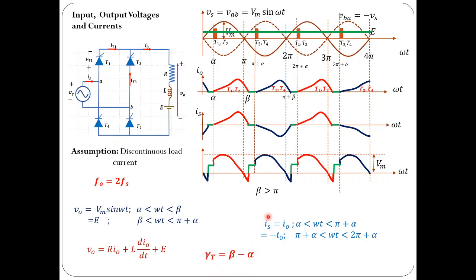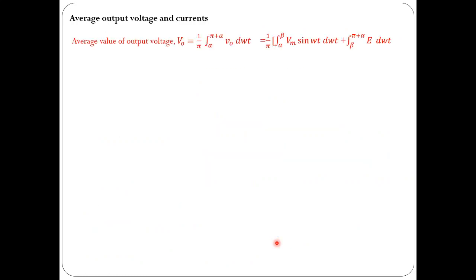And coming to the source current, it is the same as the load current for this range of omega t, that is alpha to pi plus alpha, and the source current is minus I0 for this range of omega t, that is pi plus alpha to 2 pi plus alpha. Is is equal to minus I naught. So use these expressions and the formulas to compute the average and RMS value.